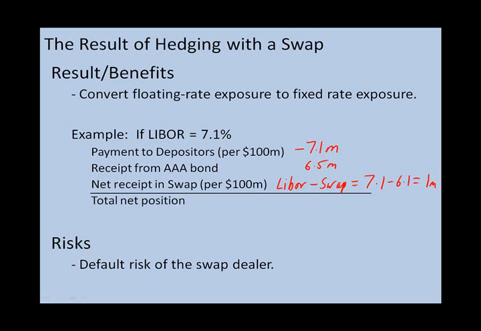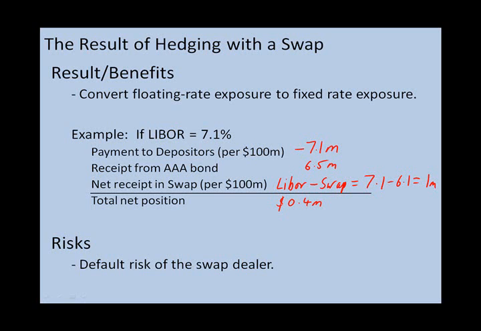And if we add these up, we've got minus 7.1 plus 6.5 million plus 1 million, which gives us a total net position of $0.4 million. Even though LIBOR has risen to 7.1%, Chase still makes $0.4 million, so $400,000, thanks to the use of the interest rate swap. Does Chase face any risks?